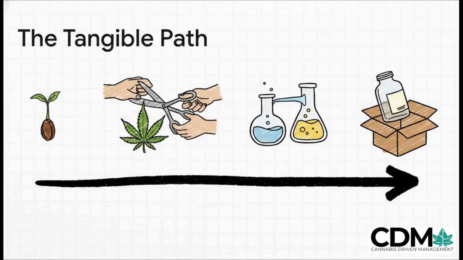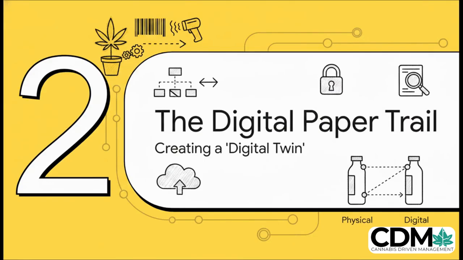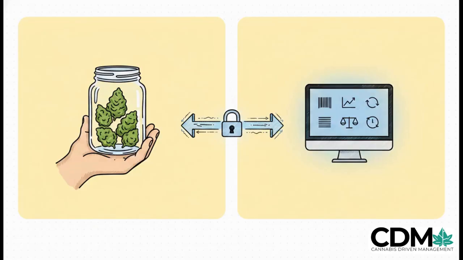But right here, this is where our story splits into 2. Because for every single one of those physical steps we just talked about, a parallel digital event has to be recorded. This process creates what's called a digital twin. It's a complete data-based replica of the physical product that is going to follow it for the rest of its life. And these 2 worlds, the physical and the digital, are totally intertwined.